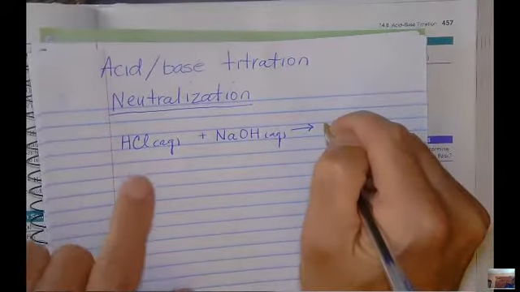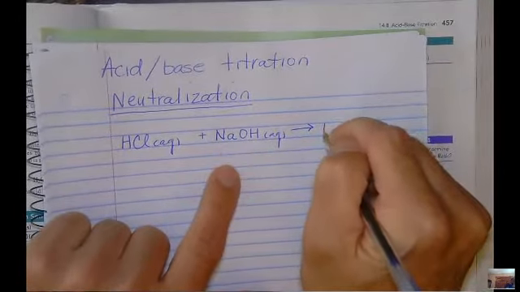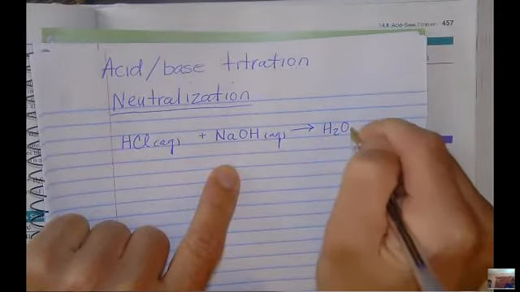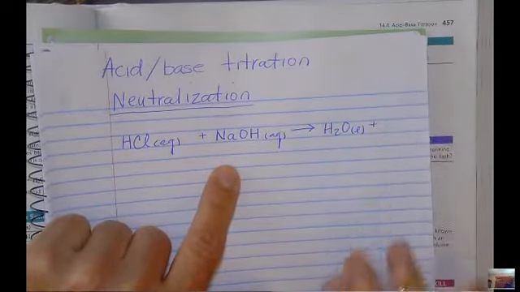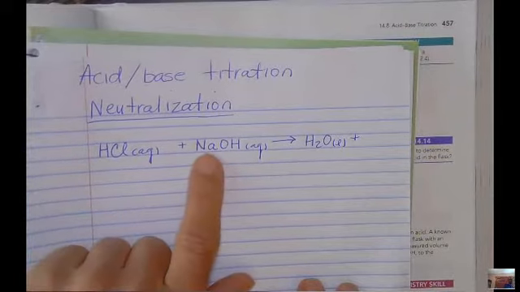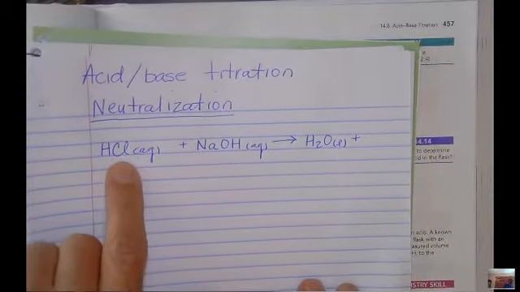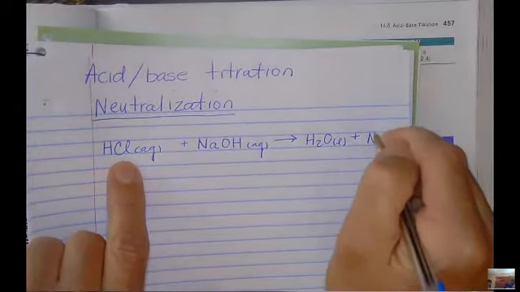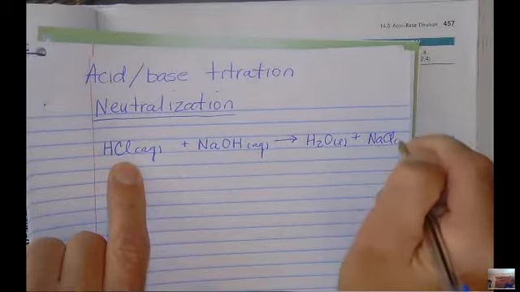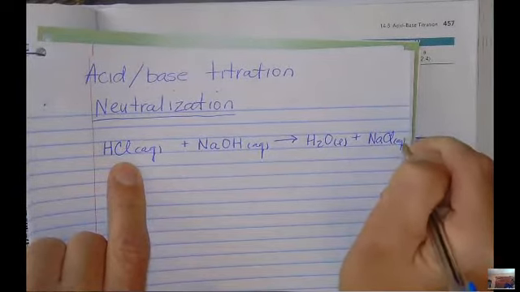And what do we make? Well, the H is going to get together with the OH to make one unit of water in this case. So it makes water, and the other product is a harmless salt, NaCl. So I wind up with water and a salt.